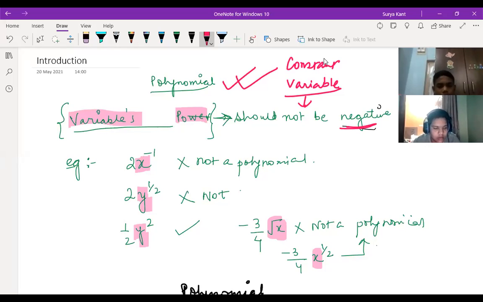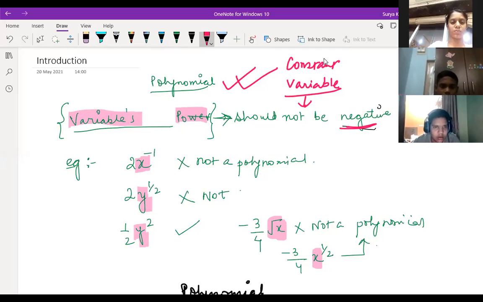Anyone want to speak? Which sound is coming here? Praharshan, what happened? Praharshan, what happened? Mute your mic, all of you, mute your mic.